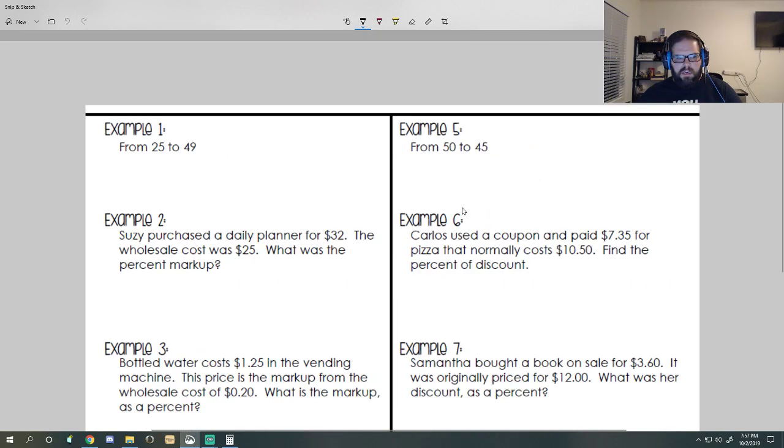So here are our examples. Example 1 is from 25 to 49. According to my notes just up top, to get the percent of change, we simply take the amount of change, and in this case, the amount of change is 49. So 49, the amount of change, over the original amount, 49 over 25.